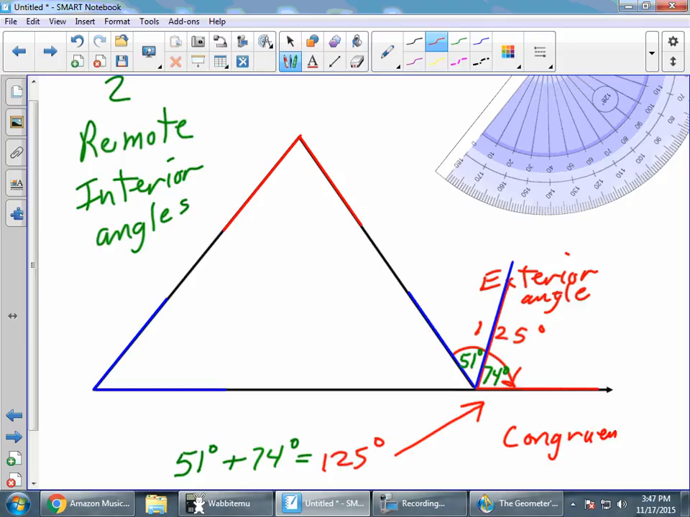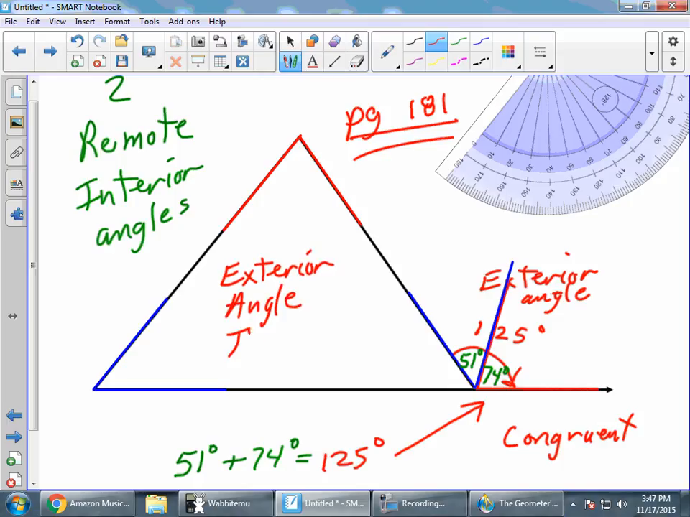So we just did the exterior angle theorem, which is on page 181 in your book, if it's the same book. I think it is. Let me know. Page 181, exterior angle theorem. Okay, cool, man. All right, so we have that.